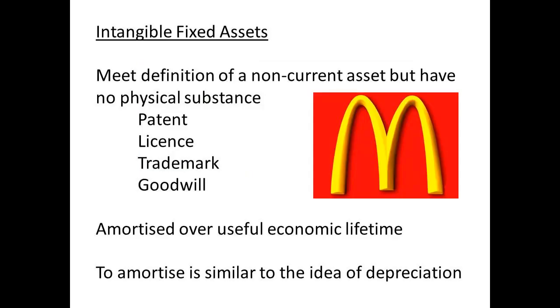We're almost there. Now for non-tangible assets, which means anything else that meets the definition of a non-current asset but has no physical substance. The list includes patents, trademarks, licenses and goodwill. Just as our van was depreciated, an intangible is treated in a similar way, but the process is called amortization.